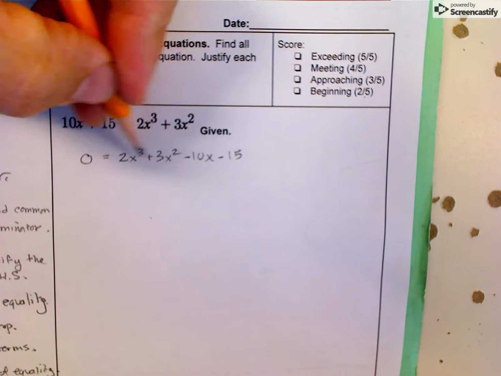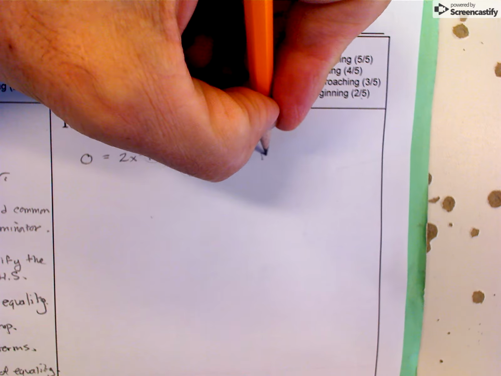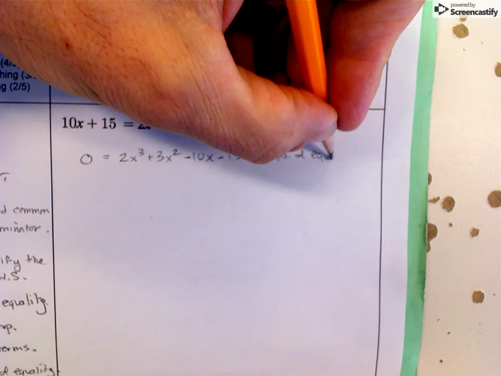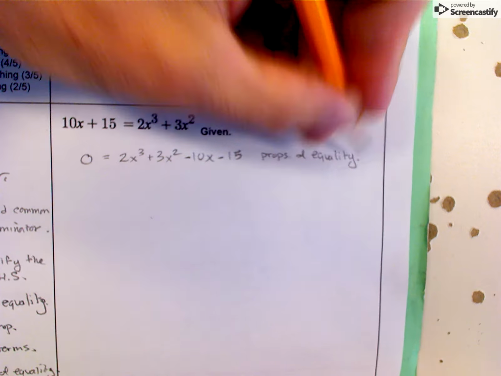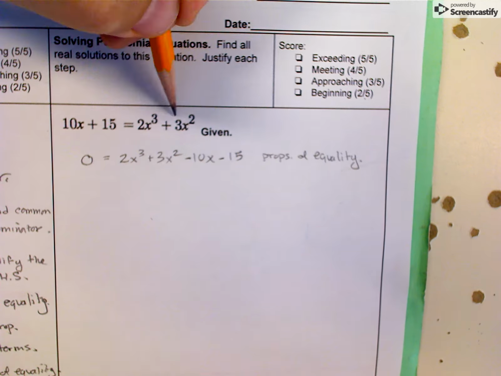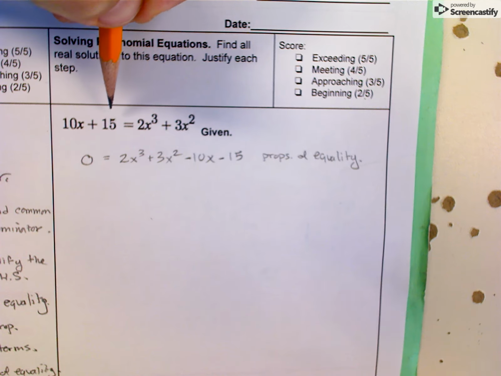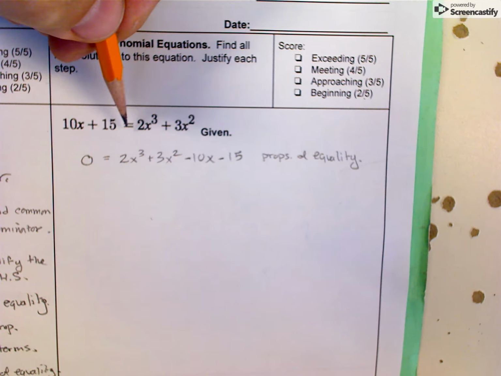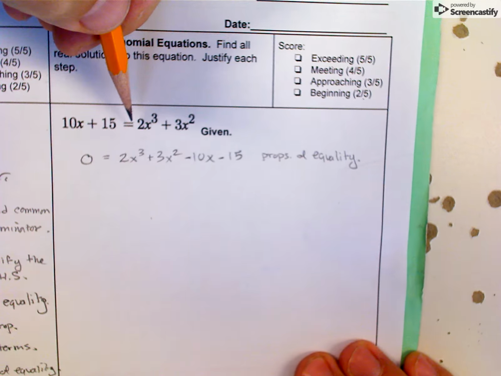And the justification for this is the properties of equality. Whenever you do a mathematical operation to both sides of an equation, you're using the properties of equality. In this case, it's the subtraction property of equality.